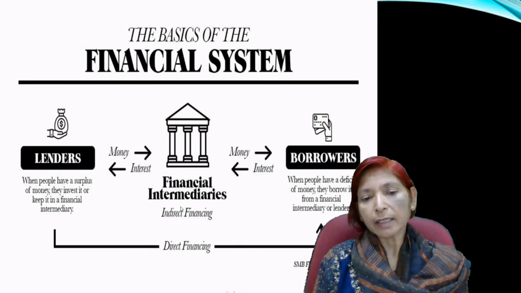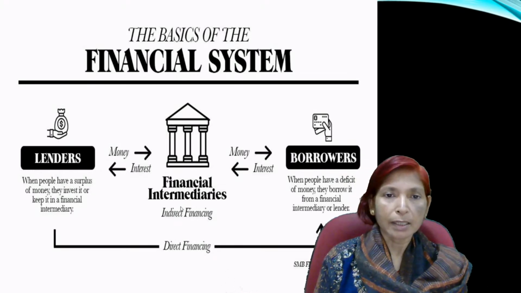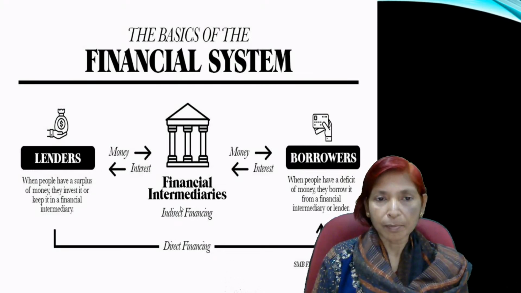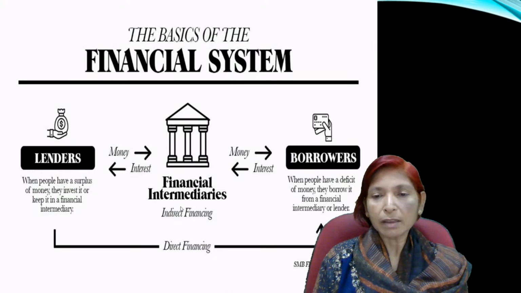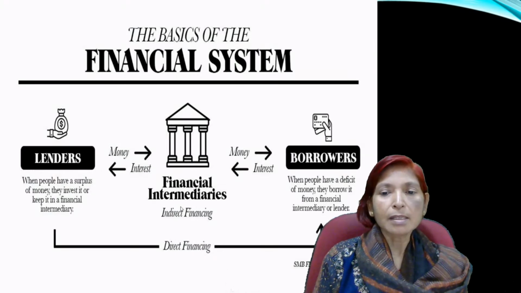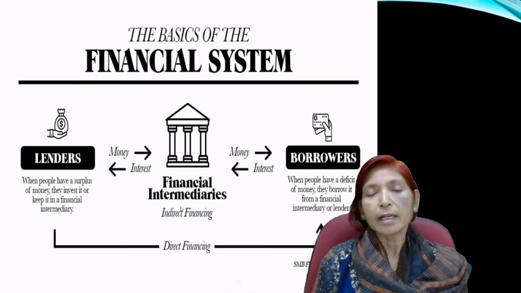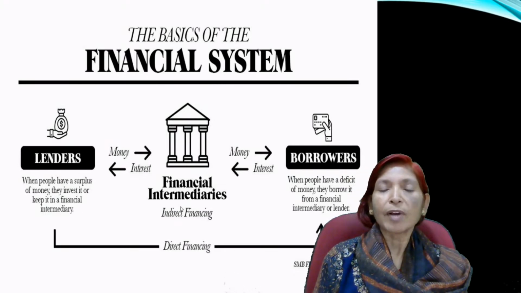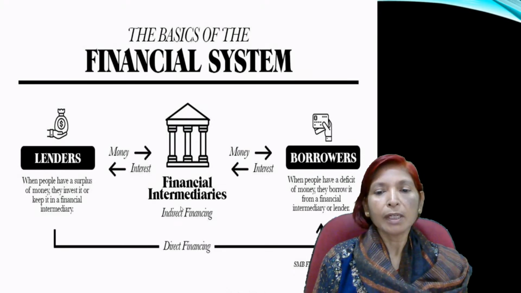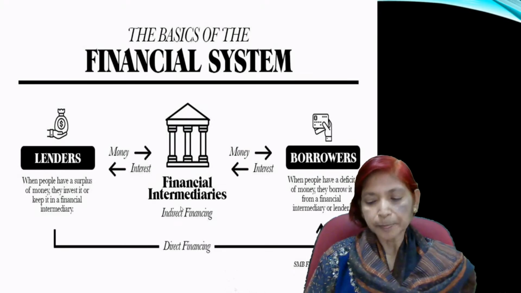Financing may be direct or indirect. So this is the basics of the financial system, in which you must understand three main things. One is lenders, second is borrowers, and third is financial intermediaries who work in between lenders and borrowers.